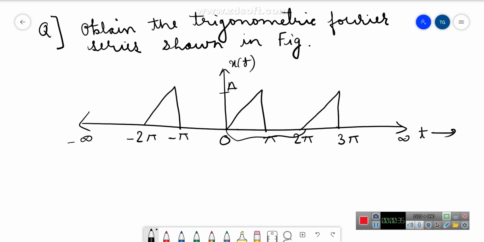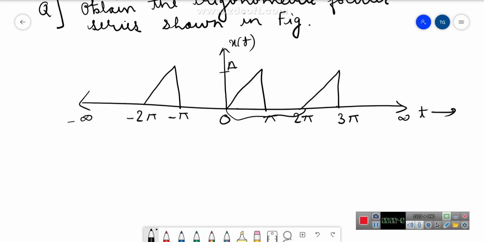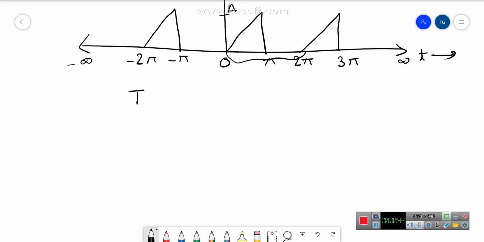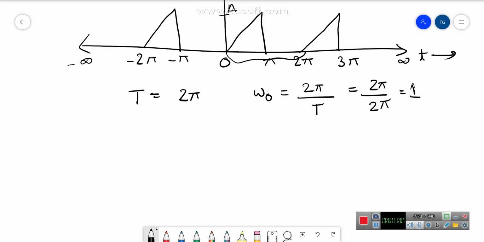So this is a periodic signal with a period of 2 pi. So T is equal to 2 pi in this case, and we have omega naught, that is the fundamental frequency, equal to 2 pi by T. Substituting the values of T here, we will get the fundamental frequency as 1. And if we consider the waveform over one period, 0 to 2 pi, then t naught is equal to 0 and t naught plus T is equal to 2 pi.